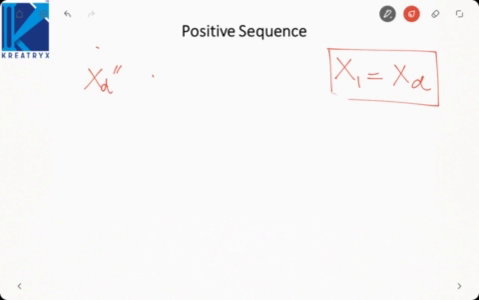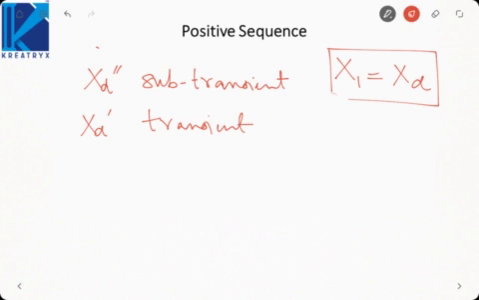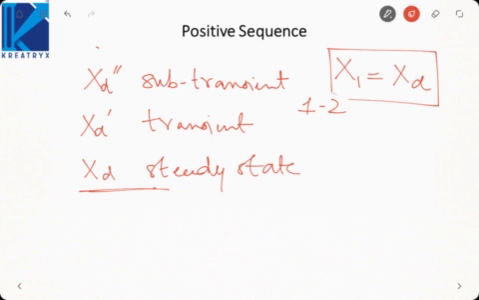First is XD double dash, which is subtransient reactance. XD dash, which is transient reactance. XD, which is steady state. So these are based on different times. Subtransient means in the initial 1 to 2 cycles after the fault. Transient is 3 to 5 cycles after the fault. Steady state is greater than 5 cycles.